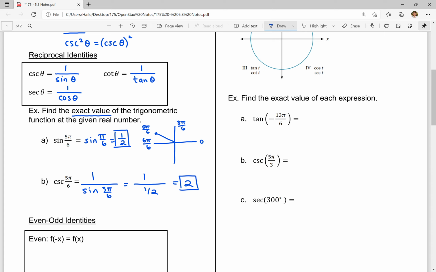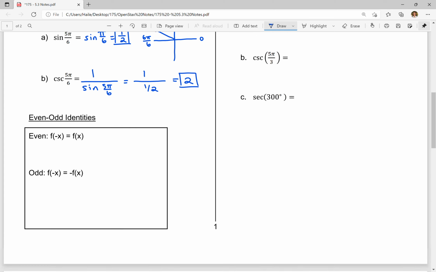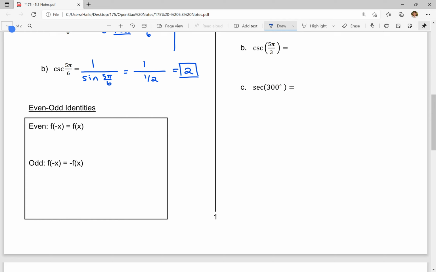All right. Another type of identity that we're going to mention are what we call even and odd identities. So you may have talked about even and odd functions in the past, maybe not. Basically, the idea with these is when you plug in a negative number to the function, we want to describe what happens to the negative sign. So in an even function, when you plug in a negative number, basically the negative sign just disappears. In an odd function, when you plug in a negative number, the negative sign can be pulled out to the front of the function. Okay, that's the basic idea.